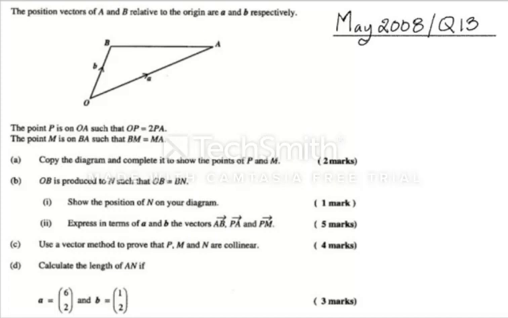Next, we're told that OB is produced to N. All that simply means is that the line OB is extended to N, such that OB is equal to BN. Show the position of N on your diagram, and express in terms of a and b the vectors AB, PA, and PM. All right, so let's get to that part of the question.